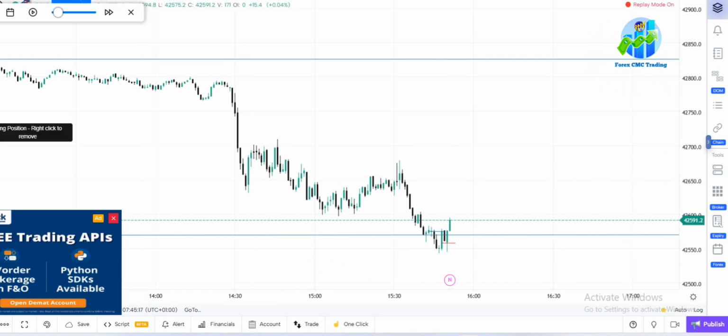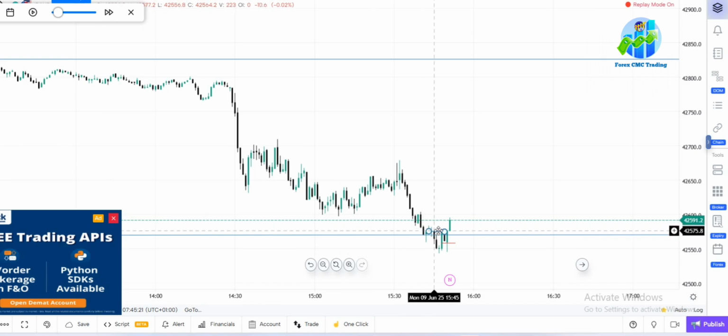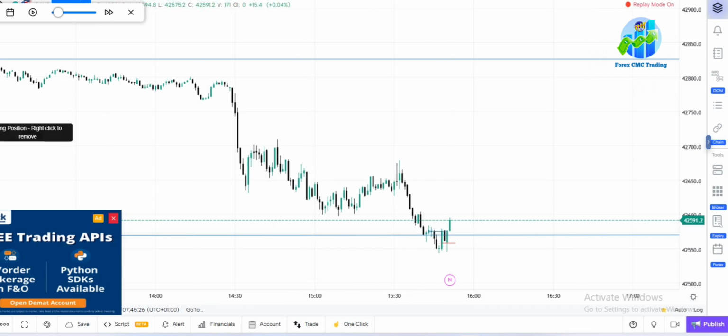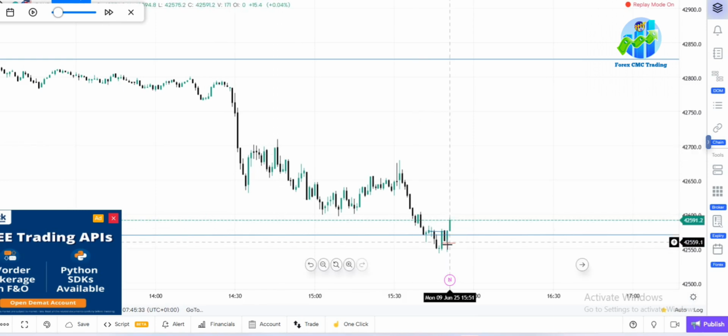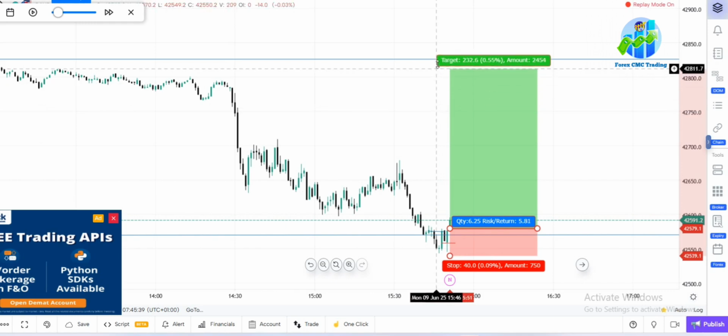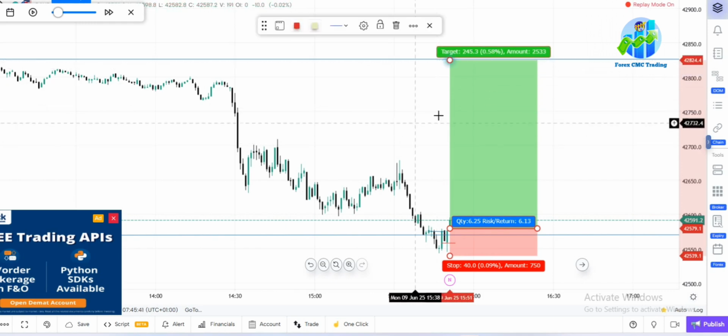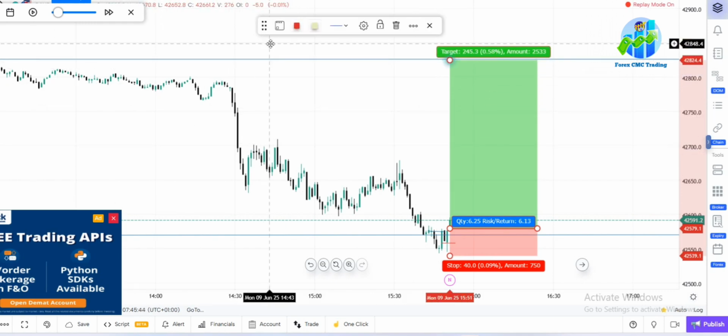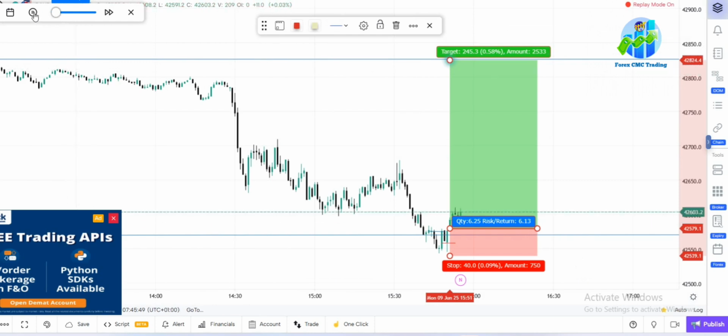Though I didn't enter there, I entered somewhere around here where price is currently. That was where I entered. So I had a little bit of late entry, but not too late. Although this was where I was supposed to enter, I entered here. I was targeting here. Let's see how this plays out. We're going to be very fast on this.